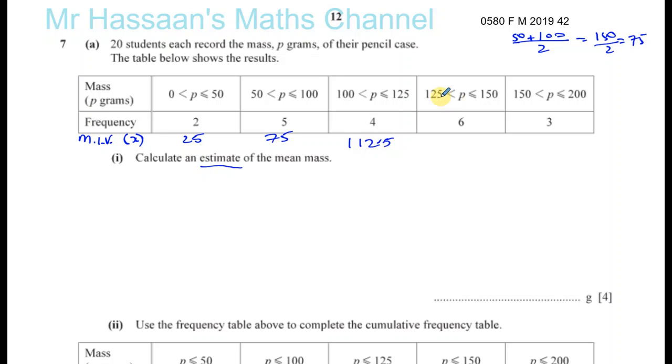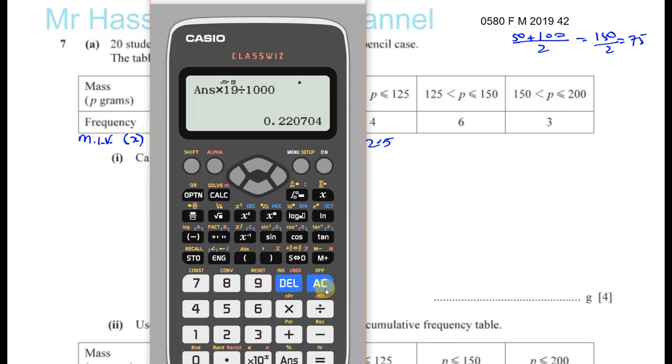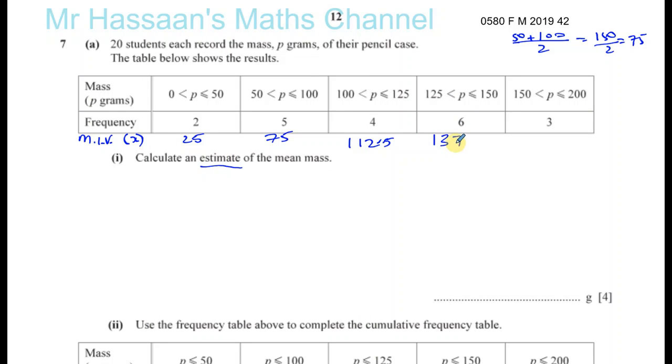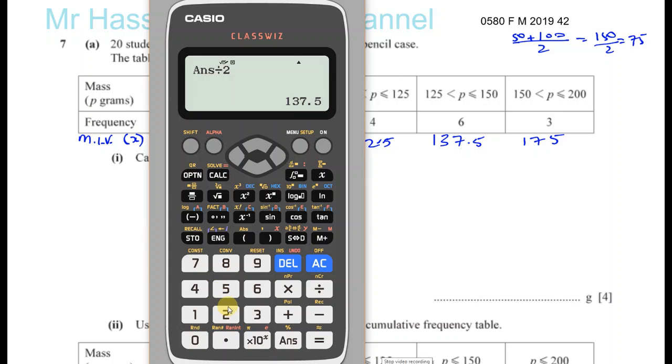And then halfway between 125 and 150. Well, that's 275 divided by 2, which I think is 137.5. Let's just confirm that: 125 plus 150, divided by 2, gives you 137.5. And between 150 and 200 it's going to be 175. That's 350 divided by 2, just to make sure of that. 350 divided by 2 gives you 175.